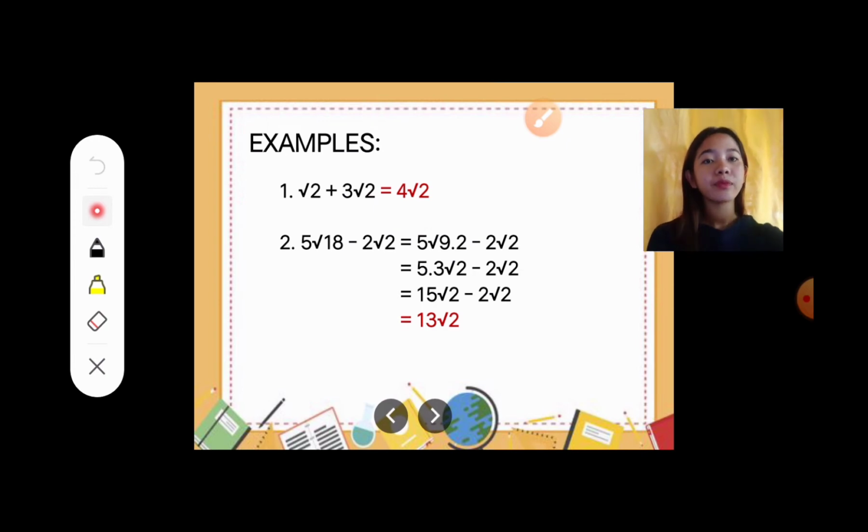Another example, 5 square root of 18 minus 2 square root of 2. They have a different radicand, so we need to make the same radicand if possible. The square root of 18 is not a perfect square, so we need to factor. So we have 5 square root of 9 times 2 minus, just copy, 2 square root of 2. Then we need to simplify.